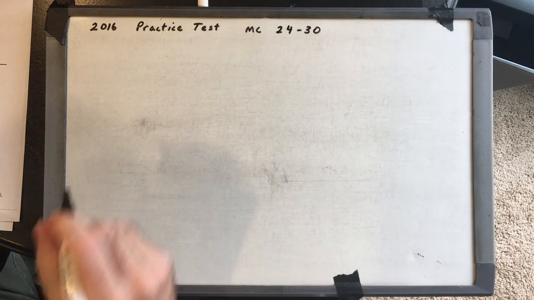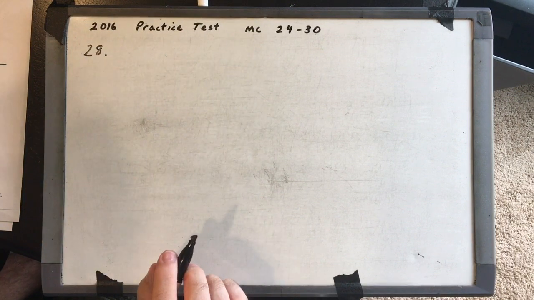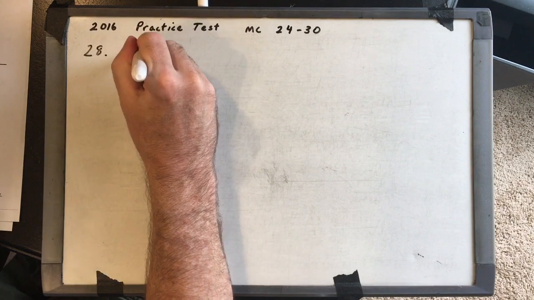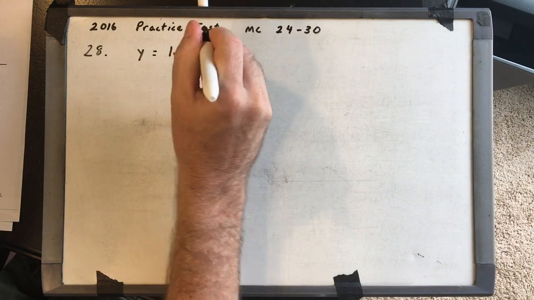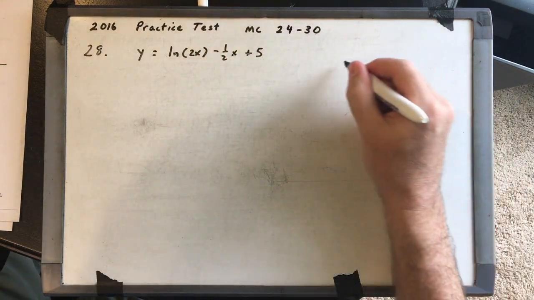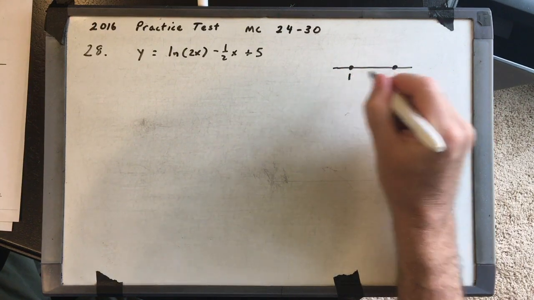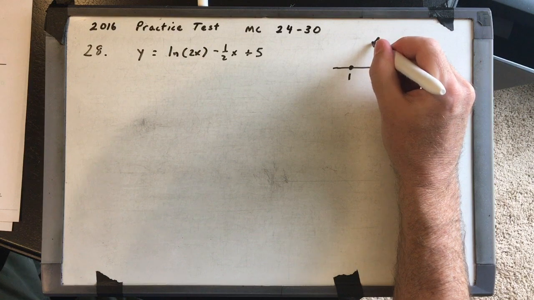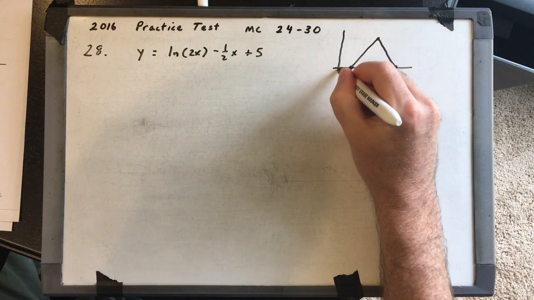All right, 28. It says two vertices of a triangle are on the x-axis and a third vertex is on the graph y is equal to natural log 2x minus 1/2 x plus 5. And we've got a graph, and it says two of the vertices are on the x-axis here. So you've got one at 1 and the other at 5, and then somewhere up here is a y value that will make this triangle a maximum area.